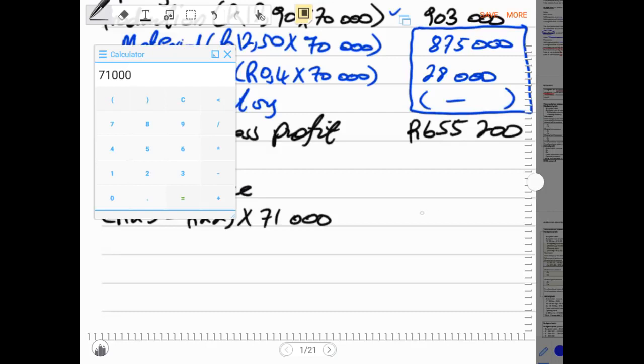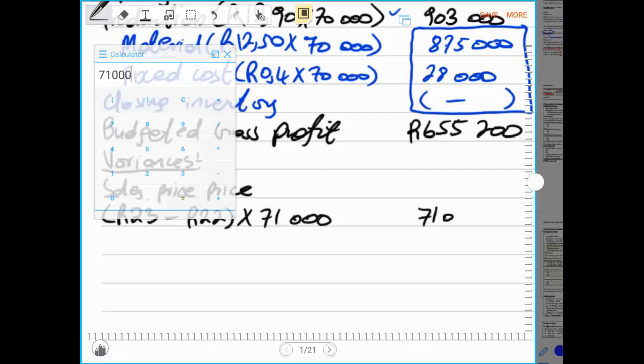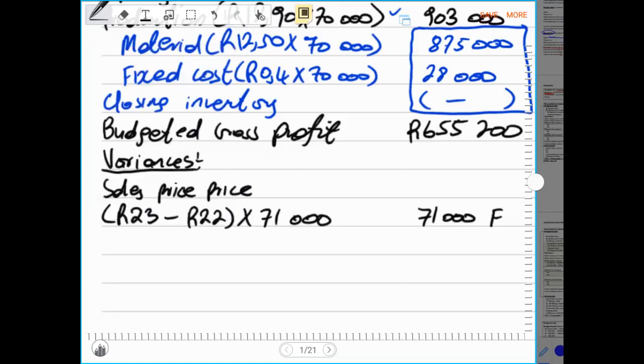We get 71,000, and our variance of 71,000 is very favorable because we sold our inventory at 23 rand instead of the 22 rand that we anticipated. Obviously if we are selling at a higher price than we budgeted, that will increase the revenue of the company and also the profit of the company.